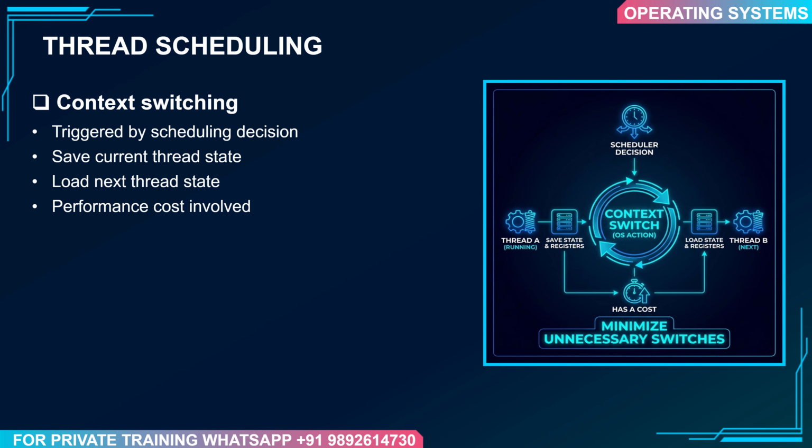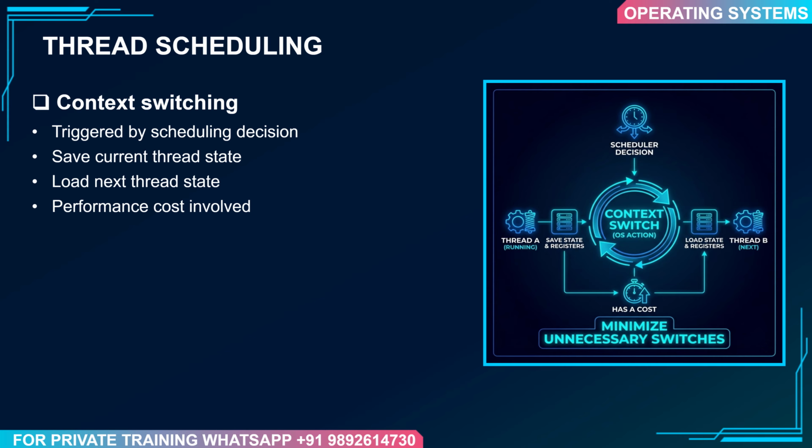You may remember context switching from earlier topics. Thread scheduling and context switching go hand in hand. When the scheduler decides to switch from one thread to another, the OS performs a context switch. It saves the current thread's registers and execution state and loads the state of the next thread.